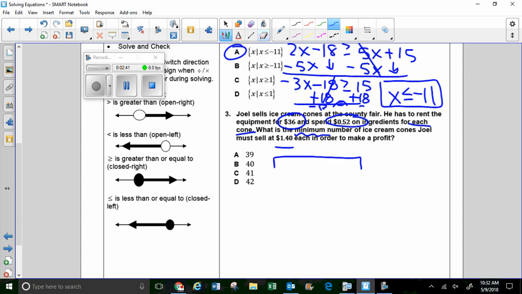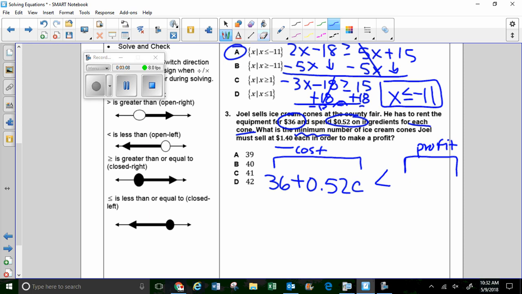So that is a lot of numbers, but let's just think of it as we're going to have the cost on one side and then the profits on the other, okay? And which one do you want to be bigger? Obviously, the profits. We want our costs to be less than the profits. So for the cost, he's renting equipment for $36. So he's spending that. And then he's spending 52 cents for each cone.